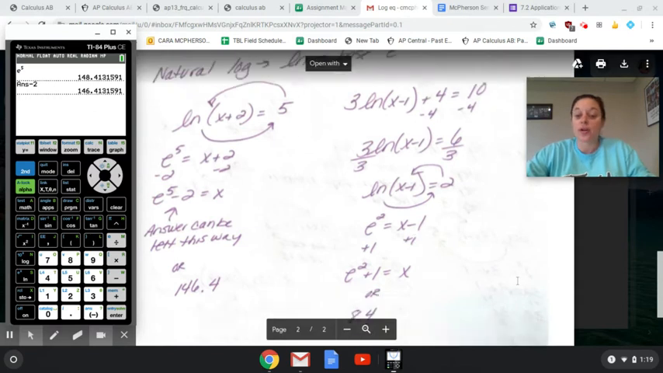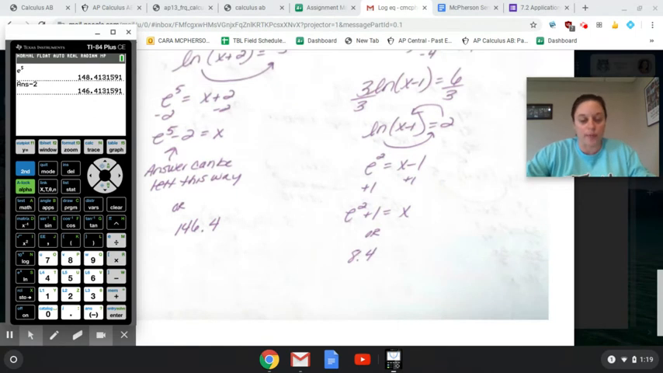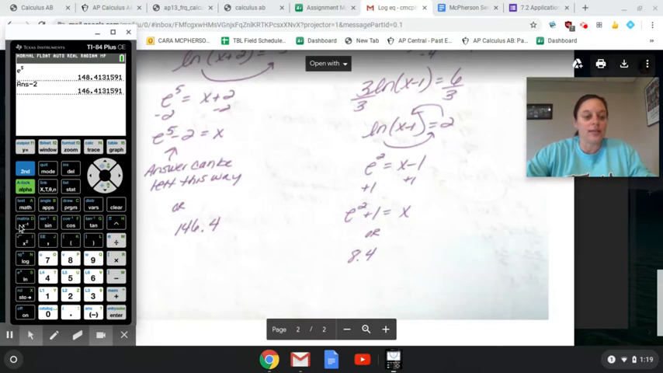As far as answers, you can either leave it in this form. This is called exact form. It's actually kind of easier. You don't have to worry about having a calculator or rounding. Or you can grab a calculator. You can hit second ln to get your e button, squared. Then go down, get out of the exponent, and hit plus 1. And that's how you get a rounded or approximate answer. I rounded to one place, 8.4.